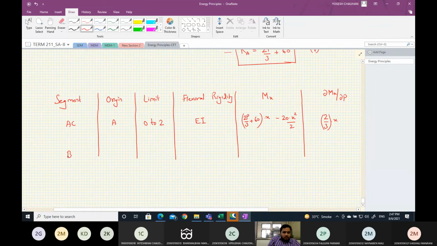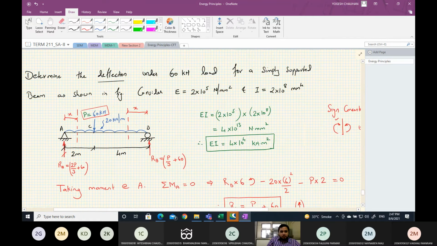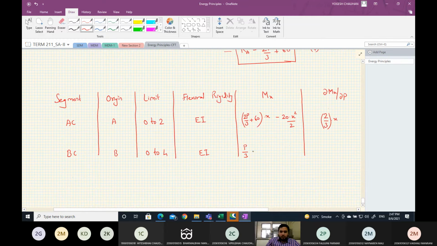So now we consider segment BC and origin as B, 0 to 4. EI is constant. Now this time we are moving from right to left. So we are on the right side of the segment. So we will be using this sign convention, anti-clockwise as positive. So this will cause anti-clockwise moment, RB into X, that will be anti-clockwise, so that will be positive. So RB is P by 3 plus 60 into X. Okay.